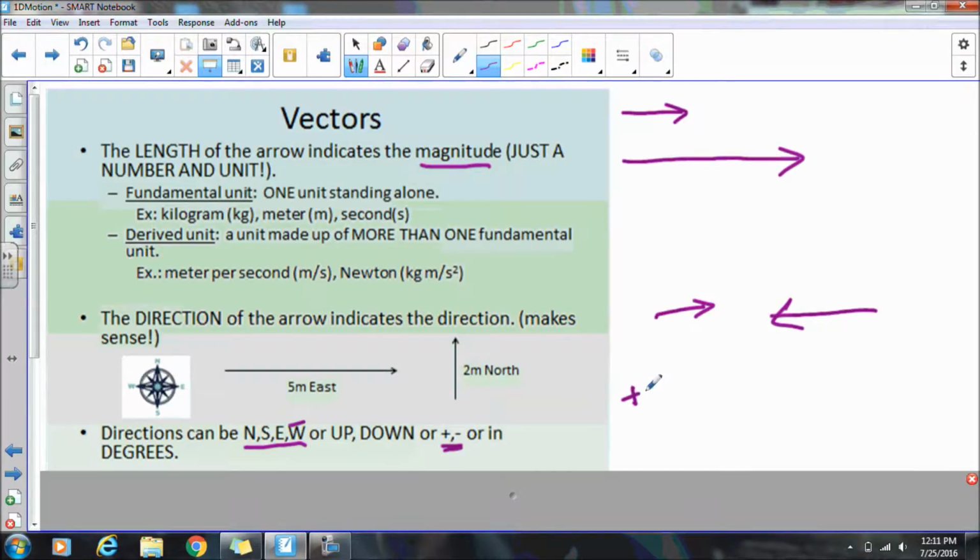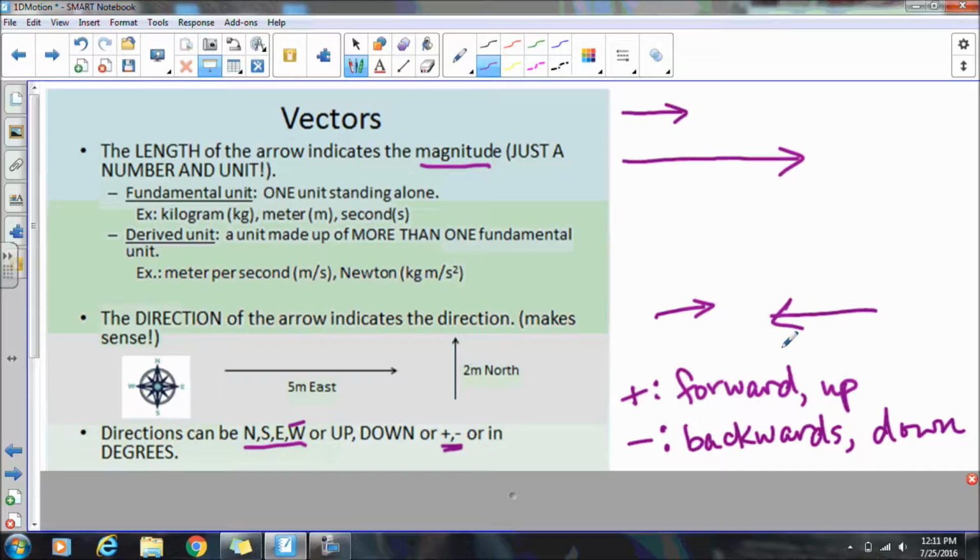We also have this one, which is positive and negative. Positive can mean a couple of things. It can mean forward, or it could also mean up, depending on what orientation we're looking at. Negative could mean backwards or down. So positive and negative can also indicate a direction: forward and up, backwards or down.